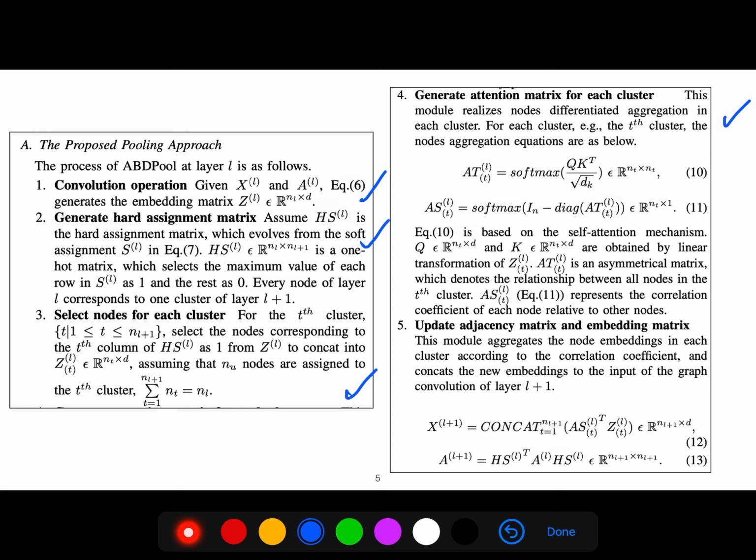For each cluster, the i-th cluster, the node aggregation equations are the softmax of query and keys, and then we finally update the adjacency matrix using this attention that we have, which is obtained here. So we concatenate all of these. And once we have the adjacency matrix, the next layer can be updated easily using these H and S.